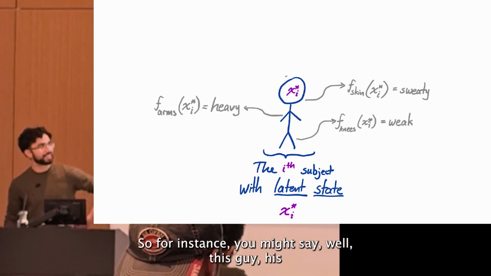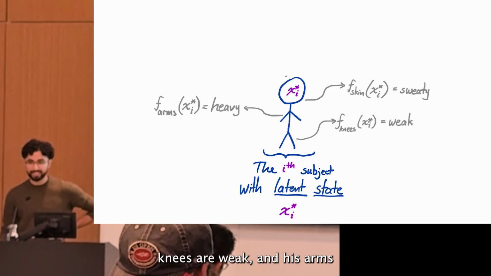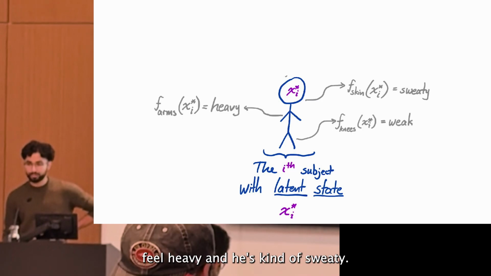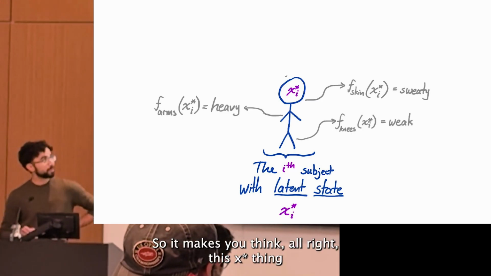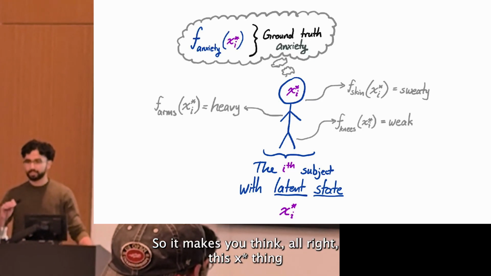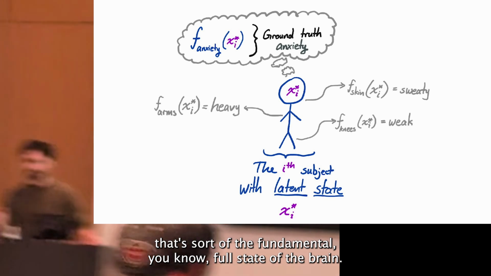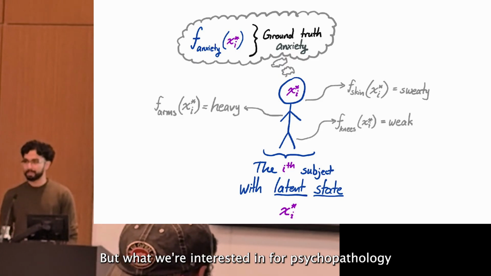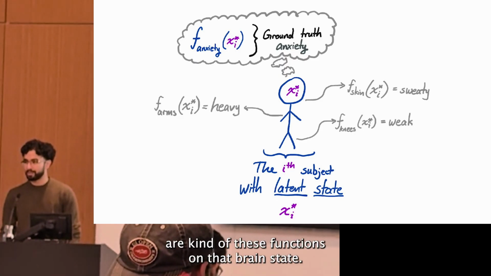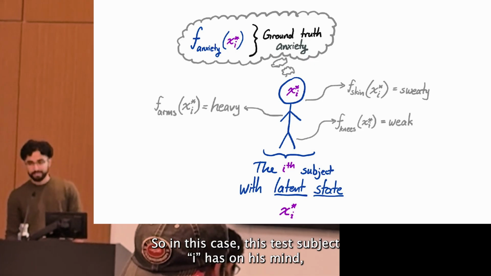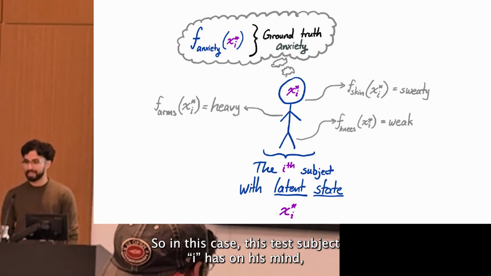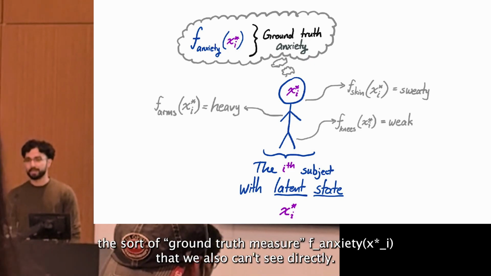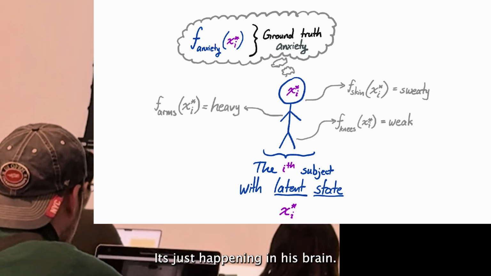So for instance, you might say, well, this guy, his knees are weak and his arms feel heavy and he's kind of sweaty. So it makes you think, all right, this X star thing is sort of the fundamental, full state of the brain. But what we're interested in for psychopathology are kind of these functions on that brain state. So in this case, this test subject I has on his mind anxiety. There's this measure of anxiety, this sort of ground truth measure that we also can't see directly. This is just happening in his brain.